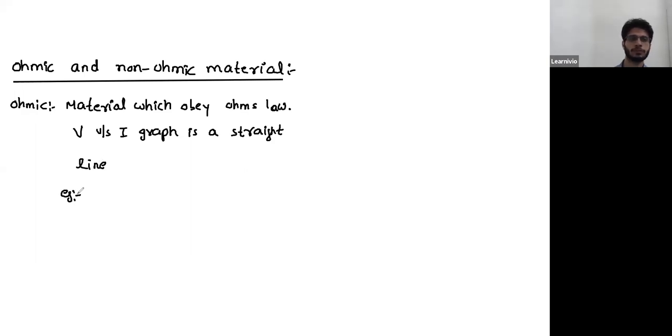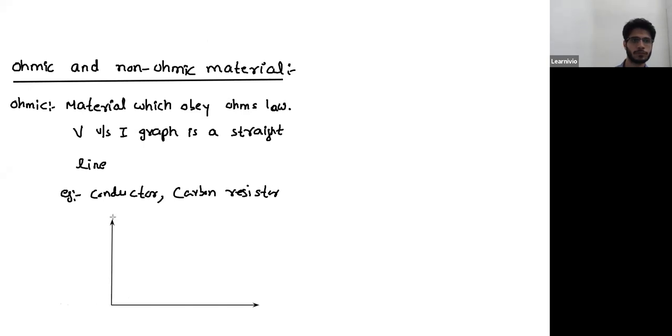Examples of ohmic material. The first example is conductors. Conductors are ohmic. V versus I graph will be a straight line. Carbon resistors are another example of ohmic material. Here again, the V versus I graph is a straight line. This is V, this is I, this is a straight line. That's ohmic material. After ohmic, you have non-ohmic material.